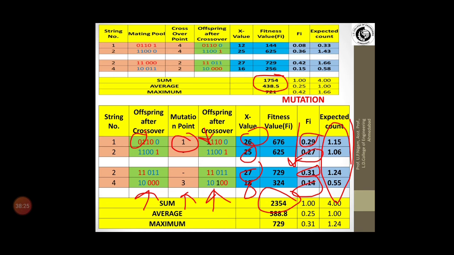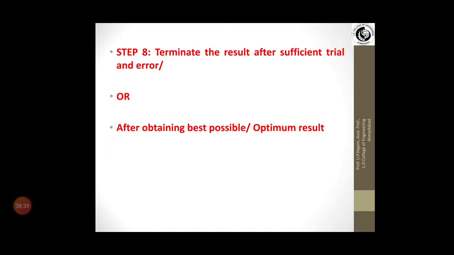working here. So in such a way we can see that these X values, 26, 25, 27 and 18, are leading towards a good solution after the third generation. So this is the third change which we have introduced.